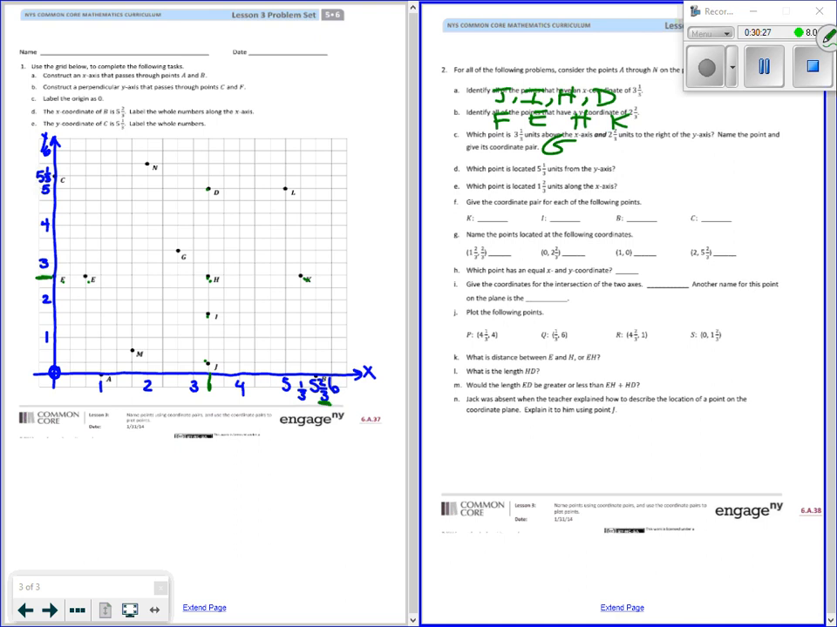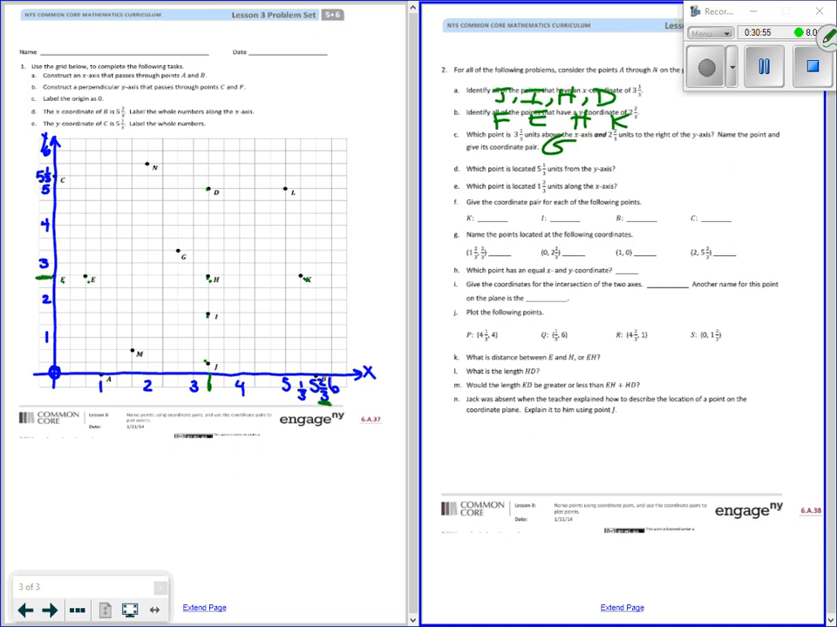Number C is point G. It is 3 1/3 above the x-axis and 2 2/3 to the right of the y-axis. If I'm at the y-axis and I go to the right 2 2/3, I'm going to run into point G. Right there, 2 2/3.